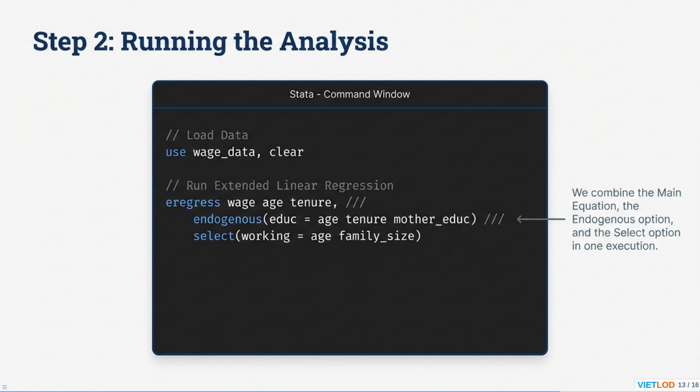The diagram visually represents these paths. Mother's education influences education, which in turn affects wage, while family size influences the working selection filter that determines whether a wage is observed.